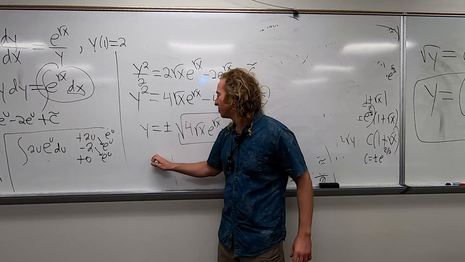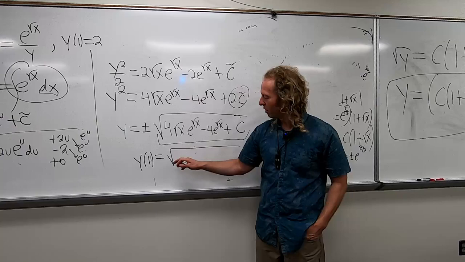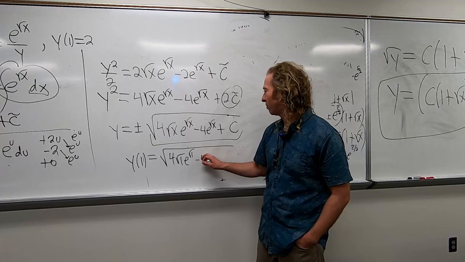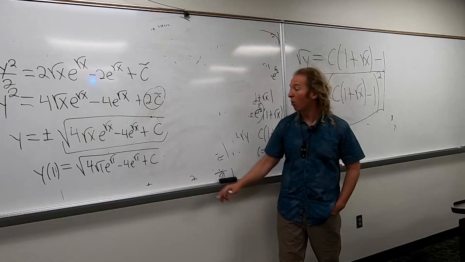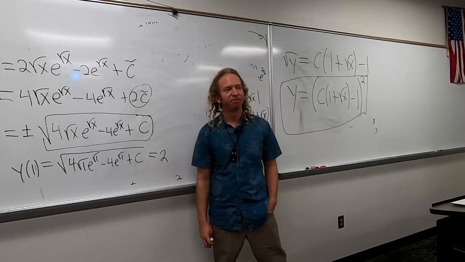is the square root. Let's see, plugging in 1 for all of the x's. So it'll be 4 square root of 1, e to the square root of 1, minus 4 e to the square root of 1, plus c. Didn't skip any steps. And that's equal to 2. And then we can rewrite this.